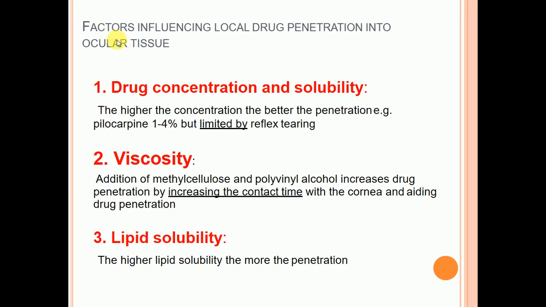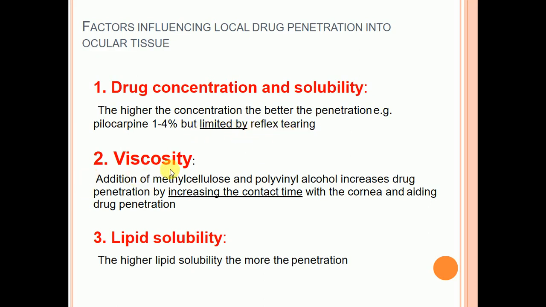Okay, now let's come toward the factors influencing local drug penetration into the ocular tissue. The first one is drug concentration and solubility. The higher the concentration, the better the penetration. For example, pilocarpine is available in 1 to 4% but limited by reflex tearing.